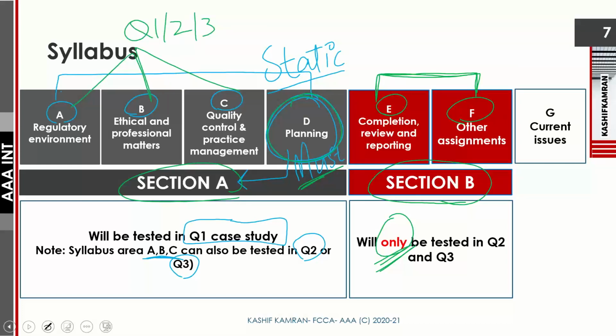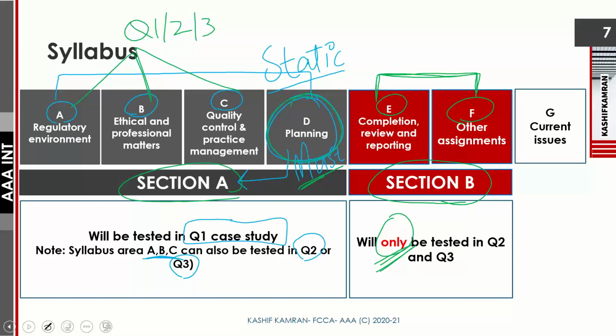So some of the syllabus areas are static. D is static. D can only come in section A. E is static, it can only come in section B. F is static, it can only come in section B. ABC is flexible. ABC can move from section A to section B and can be present in both. So please be very watchful for that.